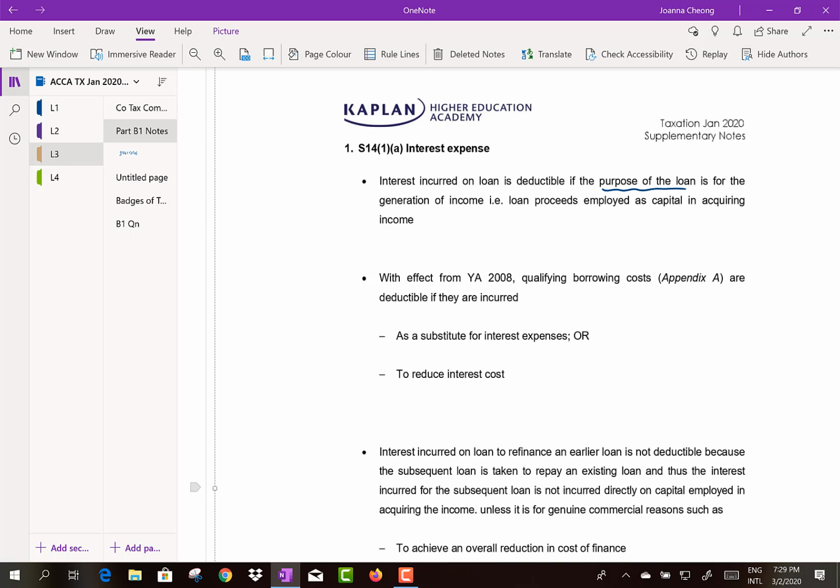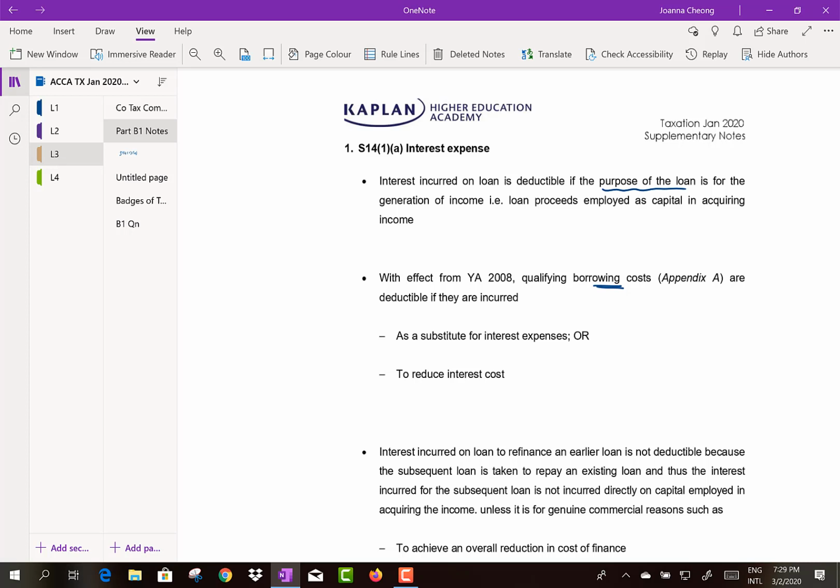Now, sometimes in order to obtain a loan, you may need to incur borrowing costs. You may incur other borrowing costs. For example, in order for you to get a loan, you may need to get a guarantor, right? Why is it so? Because maybe your credit rating is not very good. You will need to get a guarantor to help you to secure a loan, or maybe the guarantor has very good credit rating.